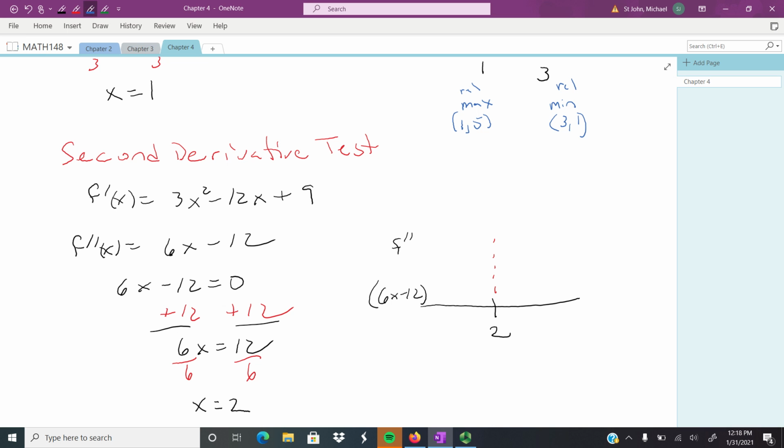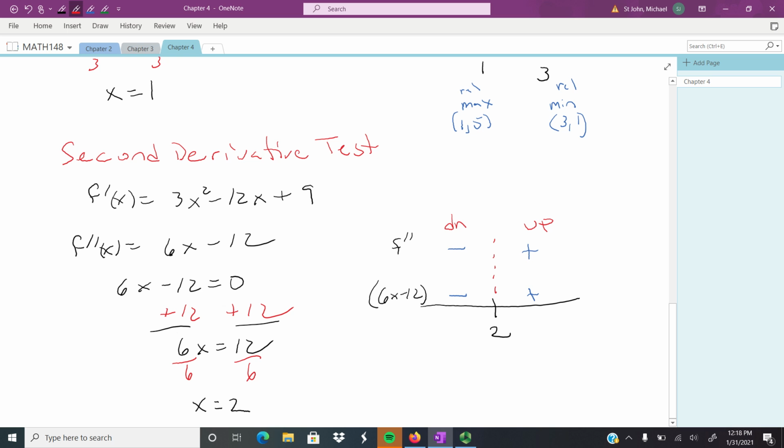So if x is less than 1/2, this will be negative, and my derivative will be negative. And then if we're greater than 2, this is positive, and this is positive. So this tells me it's concave down. This tells me it's concave up.